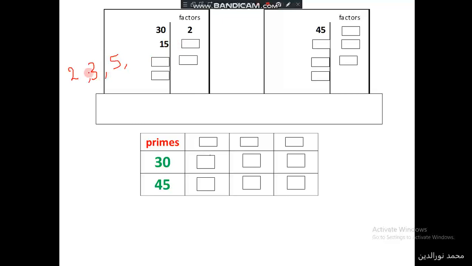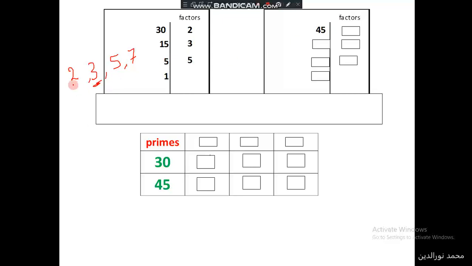So 15 is not divisible by 2. Is it divisible by 3? Yes. So 15 divided by 3 is 5. 5 is not divisible by 3. We go up to 5. 5 is divisible by 5, yes. And the answer is 1.